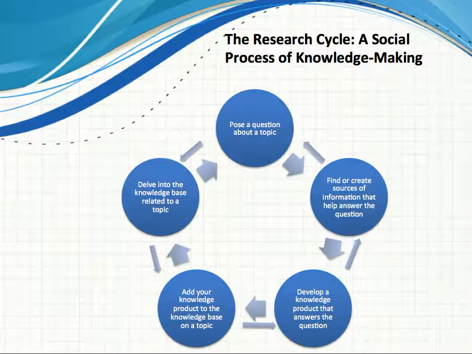The research cycle is a social process of knowledge making. When you are doing research, you might start by delving into the knowledge base related to a topic. For instance, you might be very interested in bicycles, so you just start reading about bicycles and everything that's been written or is known about bicycles. As you read, you may begin to have some questions about your topic that aren't answered in the current knowledge base. So what you want to do then is learn to pose a question about a topic that will help you find out the information that you need.